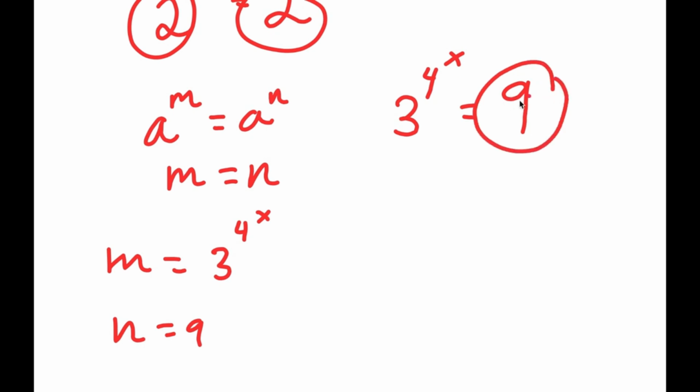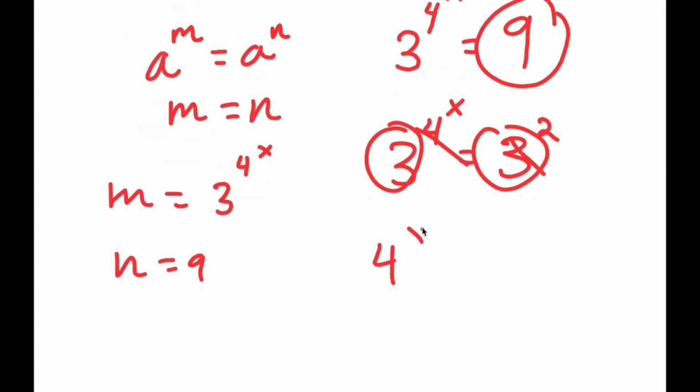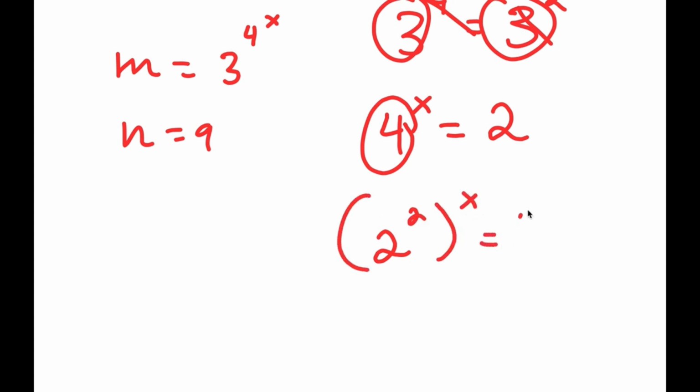Now, 9 is the same thing as 3 squared. So now I have 3 to the power of 4 to the power of x is equal to 3 squared. And now again, I can use this property because both my bases are the same. So this means that 4 to the power of x is equal to 2. And now 4 is the same thing as 2 squared. So I get 2 squared to the power of x is equal to 2.